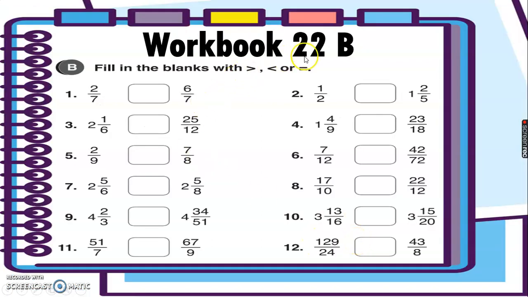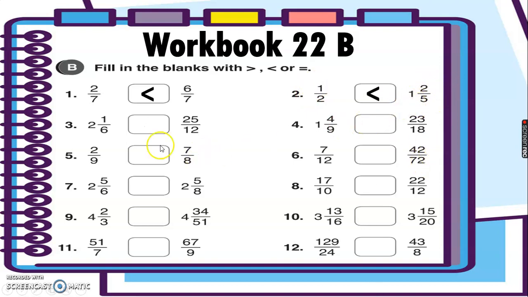Open your workbook on page number 22, letter B. It says fill in the blanks with greater than, less than, or equal to. So we have 12 numbers to answer, okay? First, kids, we have 2 over 7 and 6 over 7. They have the same denominator, so all you have to do is compare the numerators, which are 2 and 6. So 2 is less than 6, right? Very good.